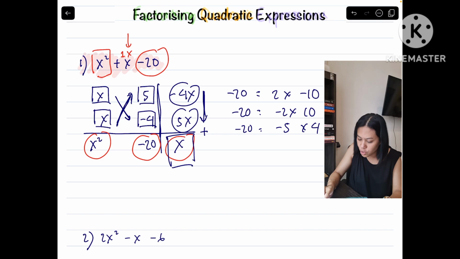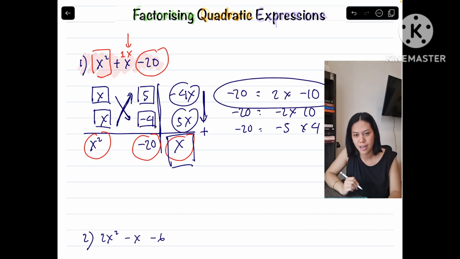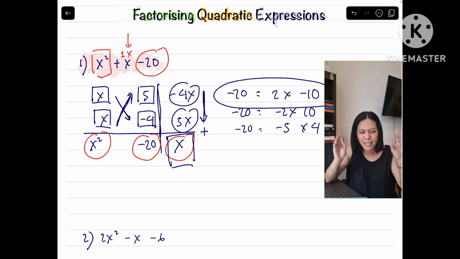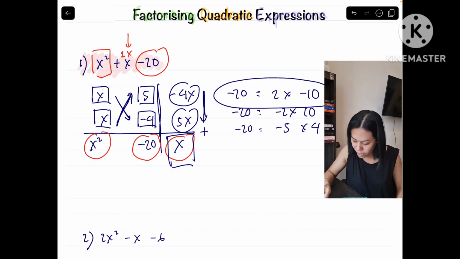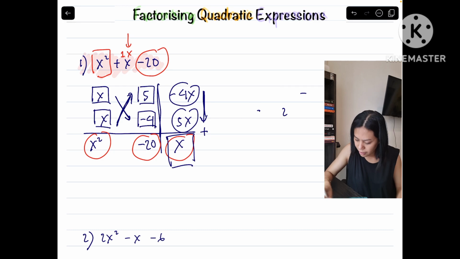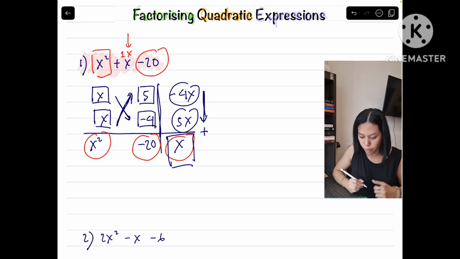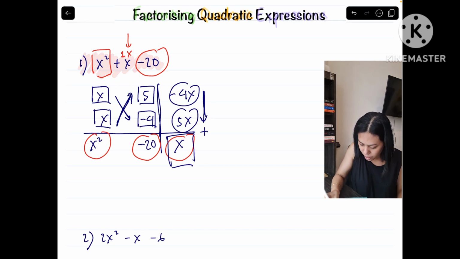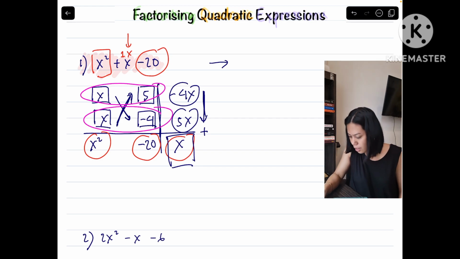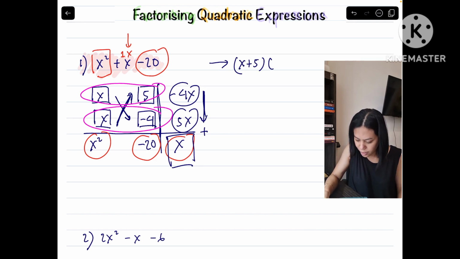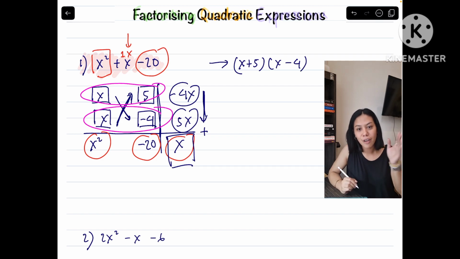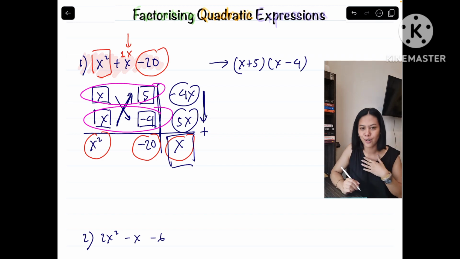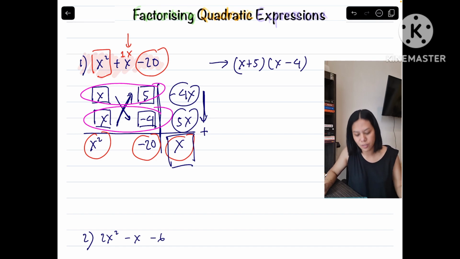You might not get it correct if you choose 2 times negative 10, but that's okay. Remember, this is trial and error. Okay, we got it. Sorry, I'm erasing this part here because I needed to write the answer. So the factorized form of x squared plus x minus 20 is, we're going to do it horizontally, x plus 5 and then x minus 4. Because the 5 is positive, so x plus 5, x minus 4. There you go. That's the factorized form.